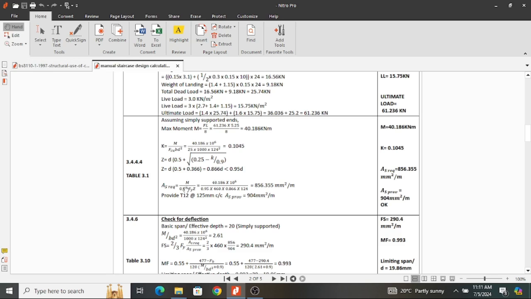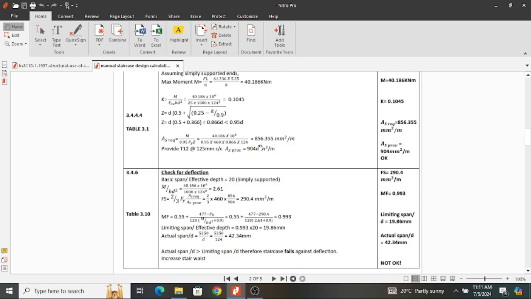For that, you feed all that information into the formula and you get an area of steel required of 856 millimeters squared per meter. And if we provide 25 millimeter bars spaced at 125 millimeters, we are going to have an area of steel of 904 millimeters squared per meter. Therefore, this is greater than the required, which makes our design okay at this point. This reinforcement is able to cater for tension in the structure.